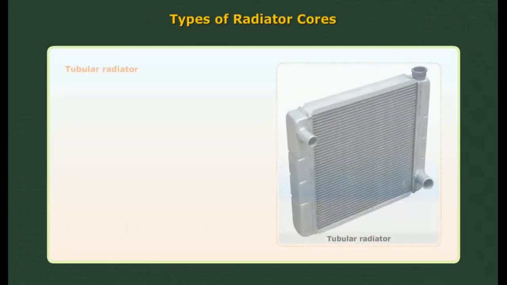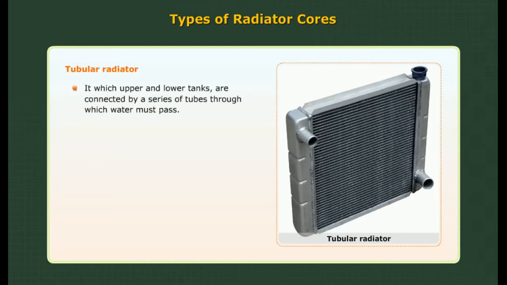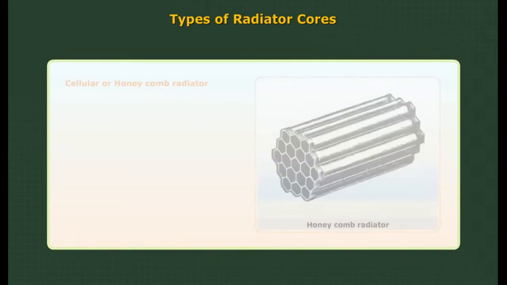Types of radiator cores. Tubular radiator. In this, upper and lower tanks are connected by a series of tubes through which water must pass. In this, if one tube is clogged, the cooling effect of the entire tube is lost.